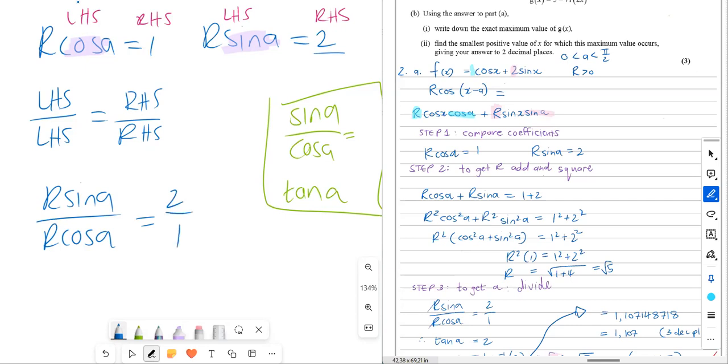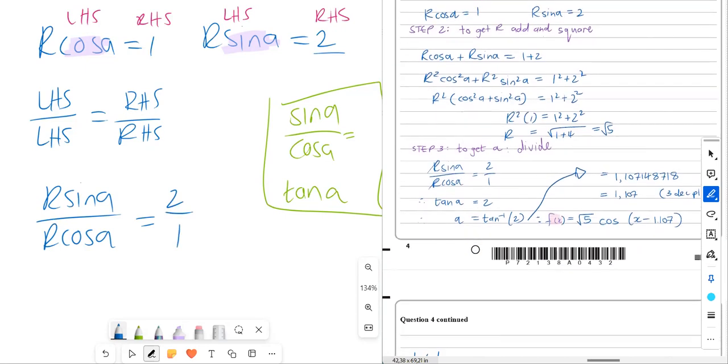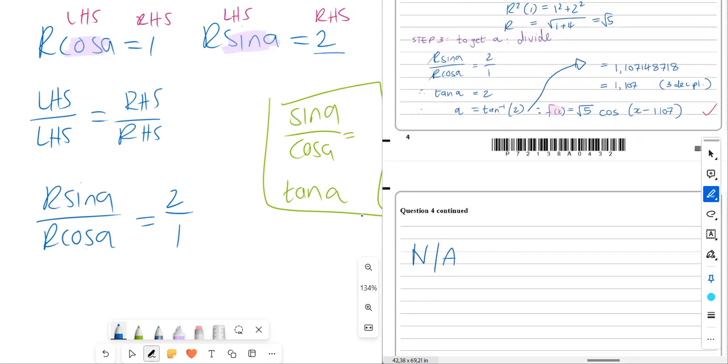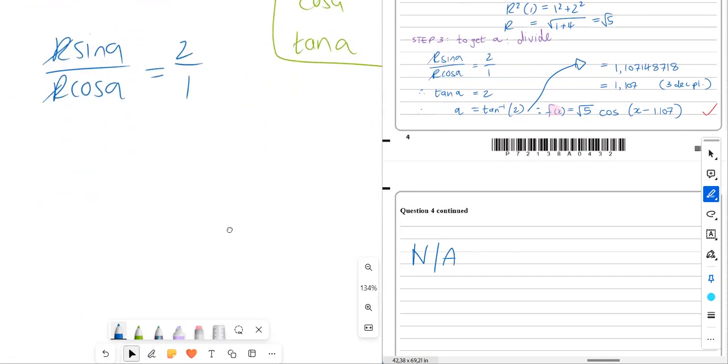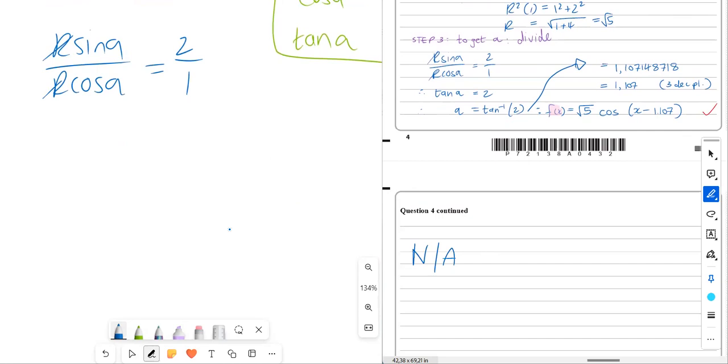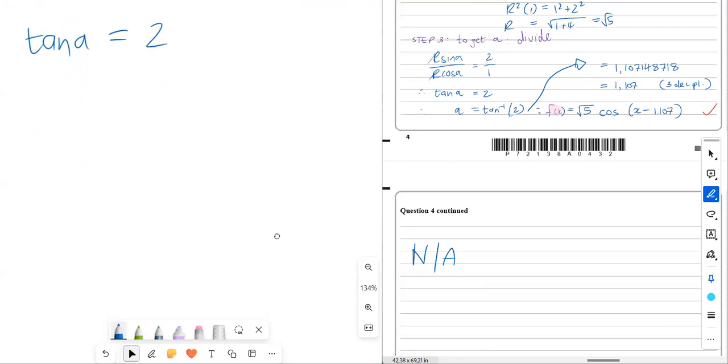Okay. So just looking at this, as you can see, quite neatly, these R's cancel out. So you wouldn't have needed to know R. If they just asked for alpha, you don't need to know R. This becomes tan alpha equals 2. And we know that in order to isolate alpha, we just do tan to the minus 1 of 2. Stick that in your calculator.